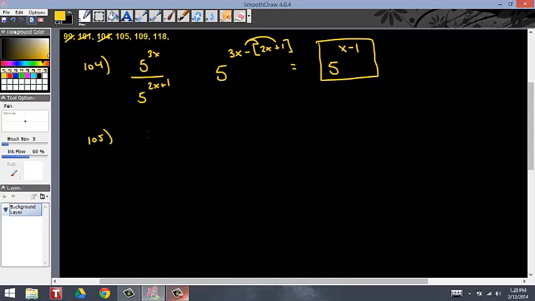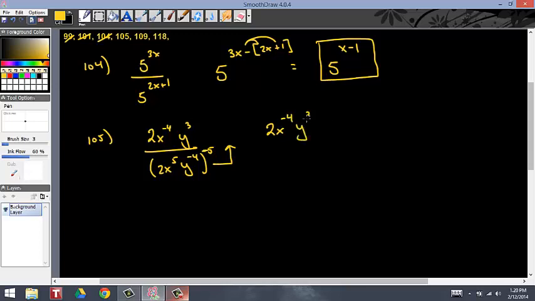105. 2x to the negative 4y to the third over the big thing. Who asked for this one? Okay. All right. The whole thing is being raised to the negative 5 power, which means the whole thing is going to parachute to the top. So what I have is 2x to the negative 4, y to the third, times 2x to the fifth. Now, this y is going to stay to the negative 4.